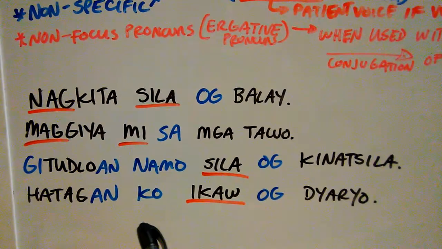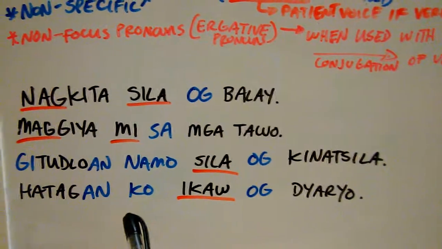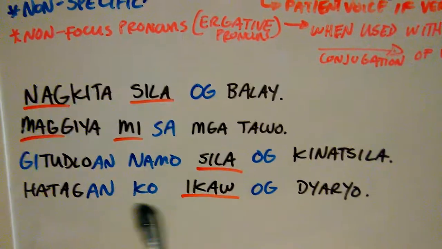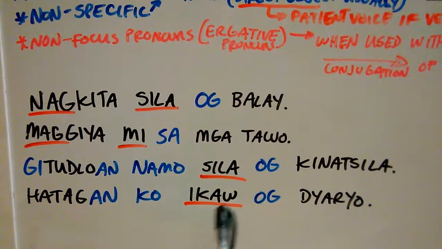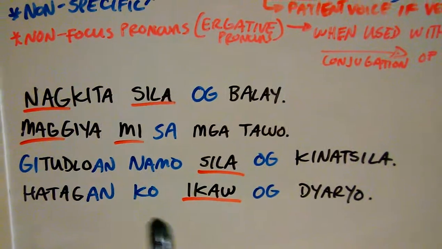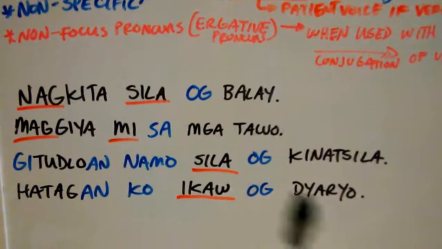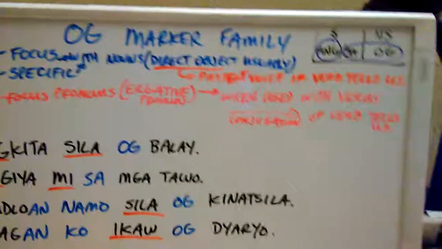But remember, with the taka pronoun, right? Look what we have. We have the ergative first person and absolutive second person, ko ikaw. We can also shorten this to taka. Hatagan taka og diaryo. So remember, we can change it to taka. Okay? Hatagan taka og diaryo. And that's just what I wanted to review.